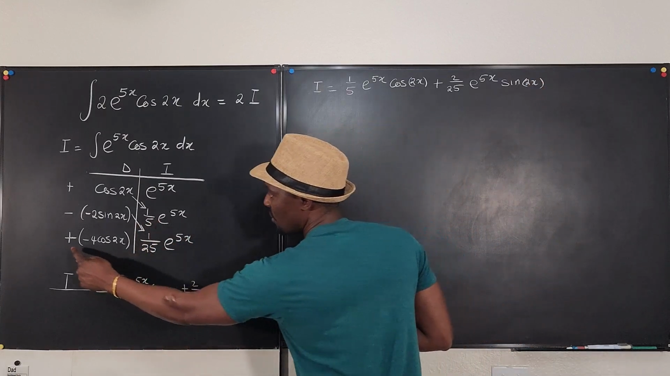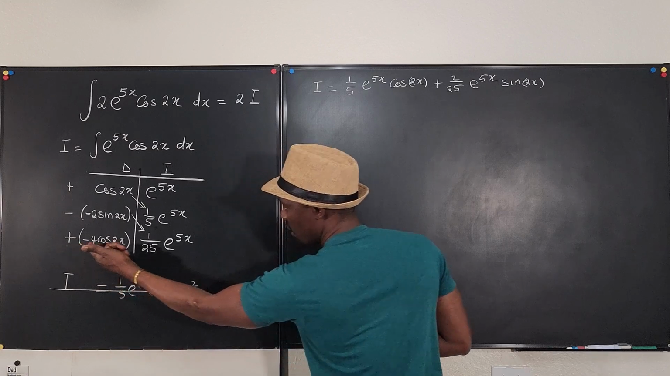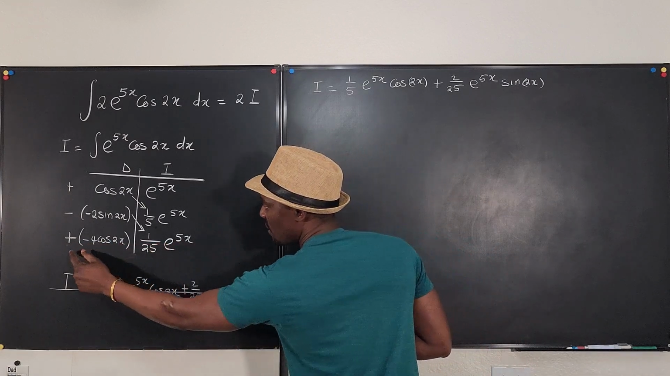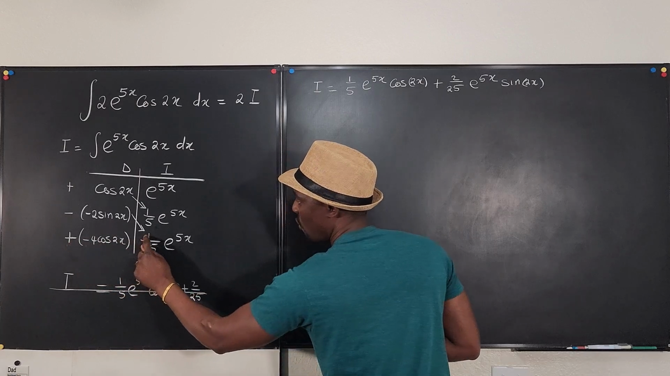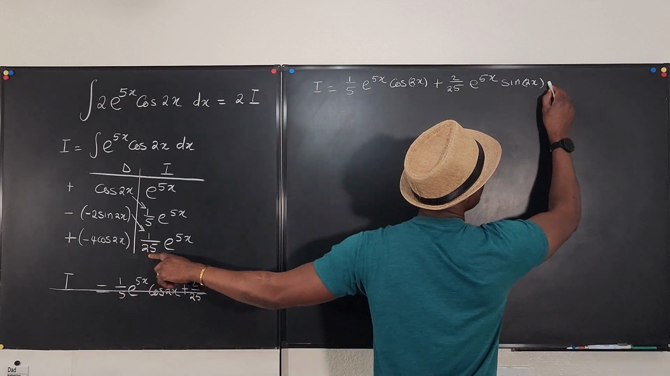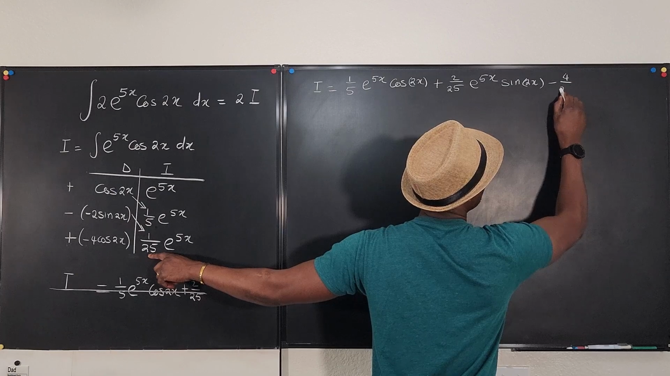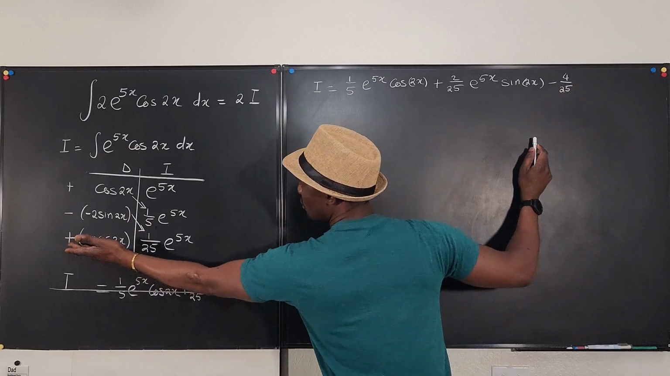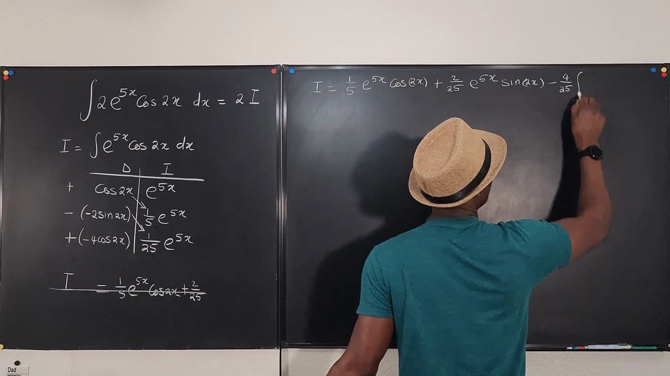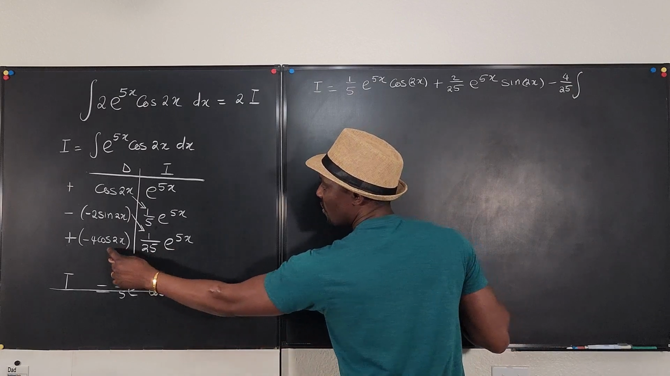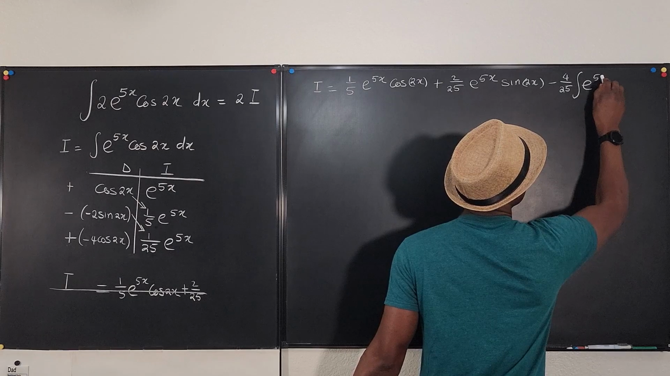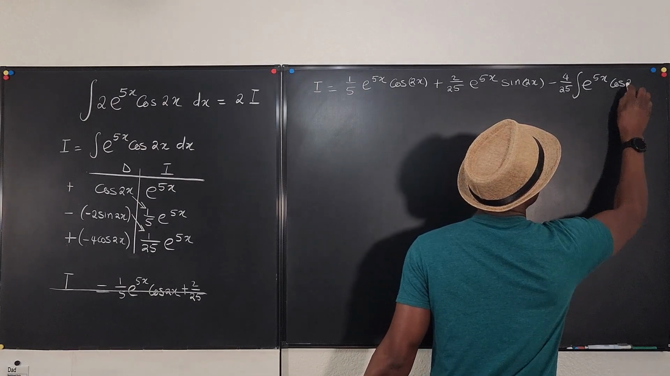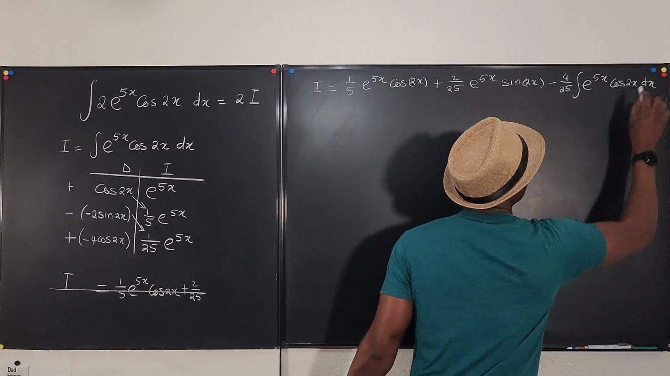And then when you get to the third one, you're not going down, you go across this way. But let's deal with the constants first. This is plus minus, that's minus 4 over 25. So that's going to be minus 4 over 25. But because you're going horizontally, you have to integrate. Okay? And you integrate e to the 5x cosine 2x dx.